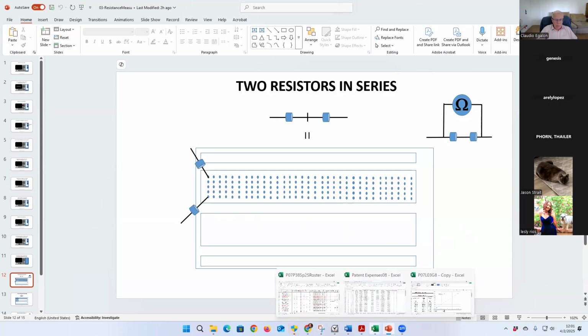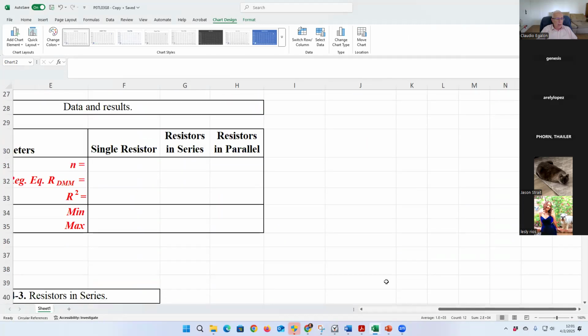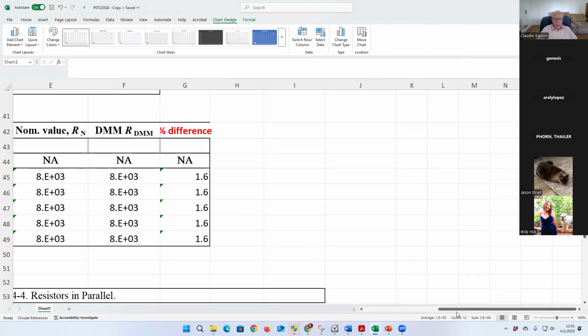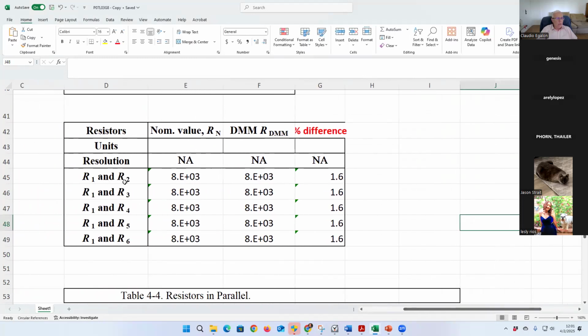And what are we going to do? We're going to combine resistor 1 with 2, resistor 1 with 3, 4, 5, and 6 in series. And you're going to end up having five data points in the graph. Okay, here you go. Highlight it.